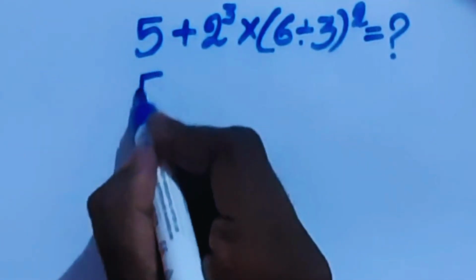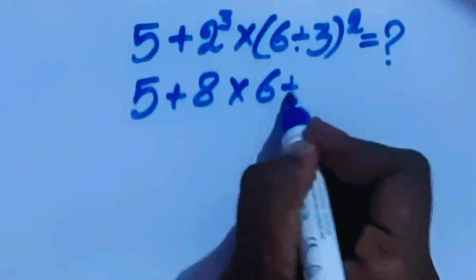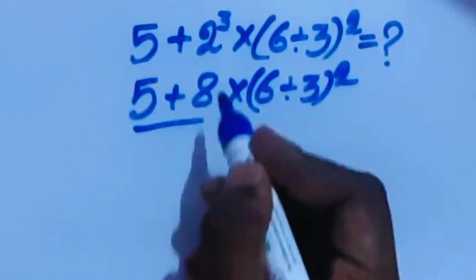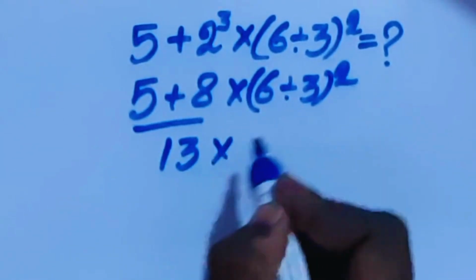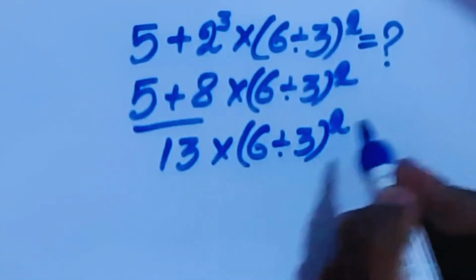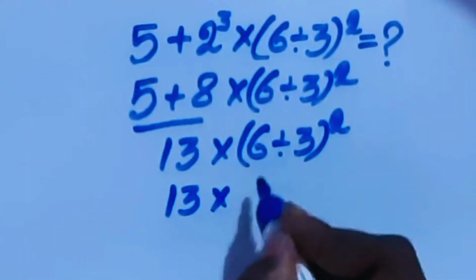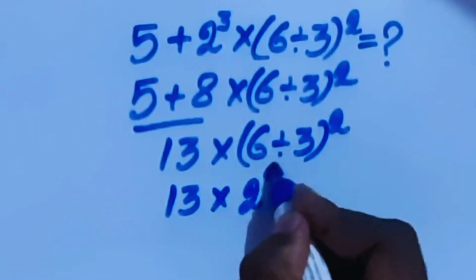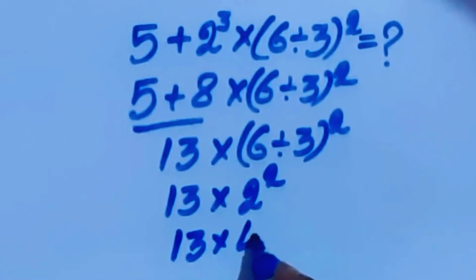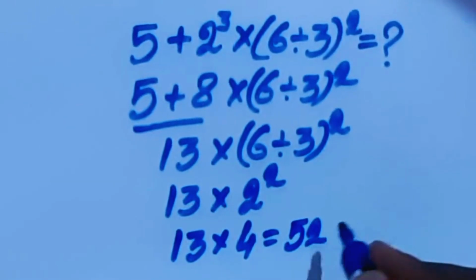Hi guys, here 5 plus 2 power 3 is 8 times 6 divided by 3 in bracket whole power 2. Here 5 plus 8 is 13 times 6 divided by 3 in bracket whole power 2. Here 13 times 6 divided by 3 is 2 power 2. Here 13 times 2 power 2 is 4. Here 13 times 4 is 52, which is the wrong answer.